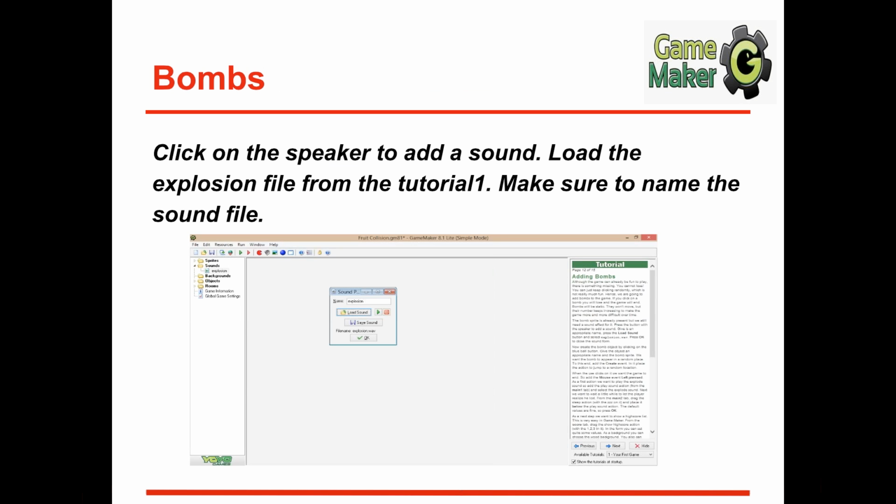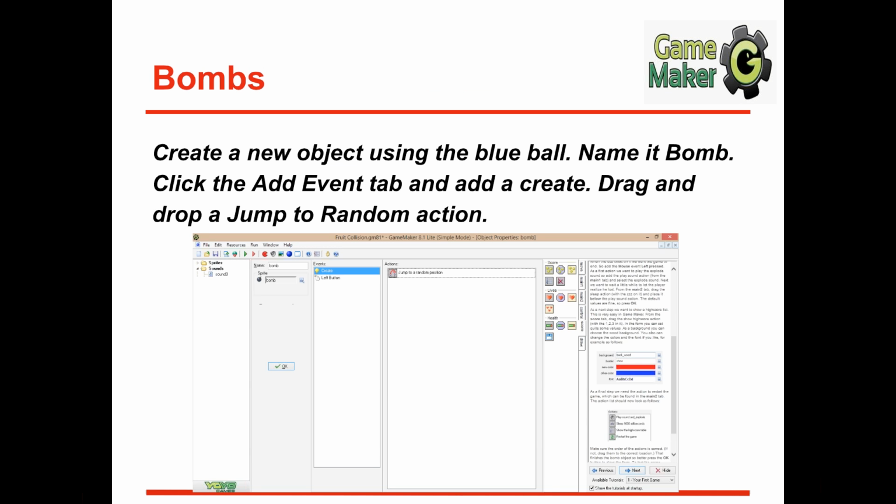Make sure you add the sound. If you're on a Mac, you'll need to download a sound. If you don't want to do it, skip it. Then you're going to create a new bomb object using the blue ball, name it bomb, click the add event tab, and add a create event, drag and drop a jump to random action. So if you can see here, you're going to have a create event. Raise your hand if this is where we left off last class.